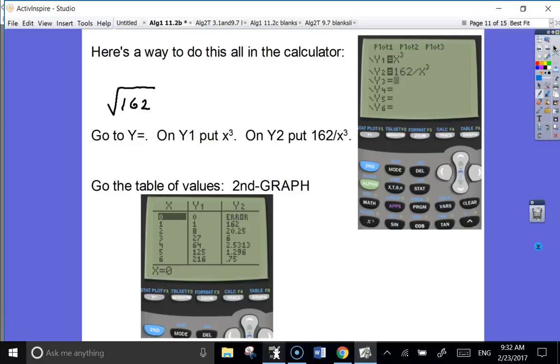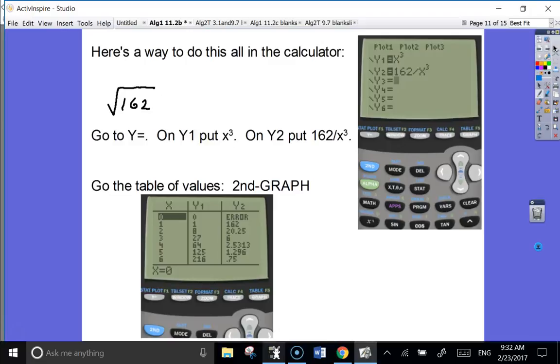Yeah, well, why would it be an error right here? Because you're dividing by 0. Yeah, you're dividing by 0, so that should be an error. Okay, so everybody should get this on the screen, right? On your calculator screen. You got, this is the perfect cube. This is our number, 162 divided by all the perfect cubes.